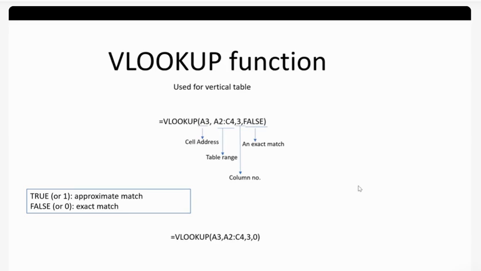Here we have a formula equal to VLOOKUP(A3, A2:C4, 3, FALSE). A3 represents the cell address, A2:C4 represents the table range, 3 represents the column number, and FALSE is a boolean value. It means that you want an exact match. FALSE can also be represented as 0. TRUE or 1 means you want an approximate match.